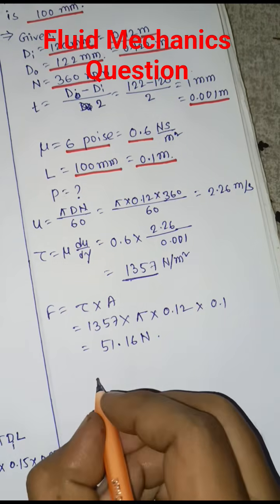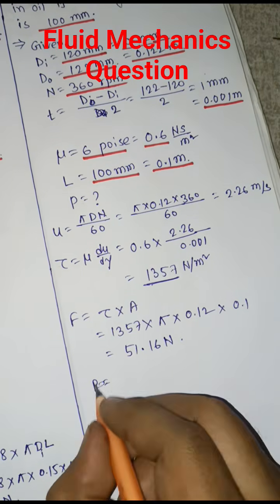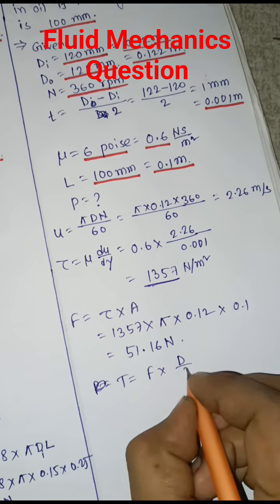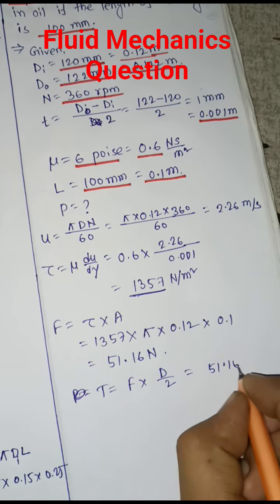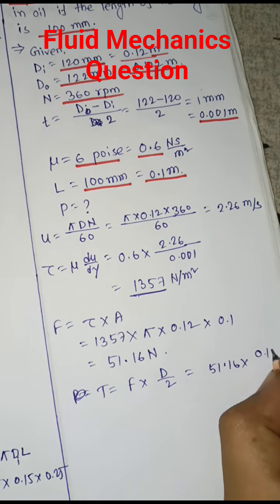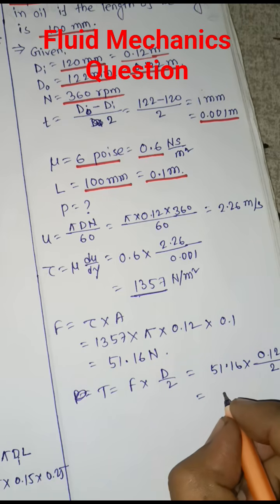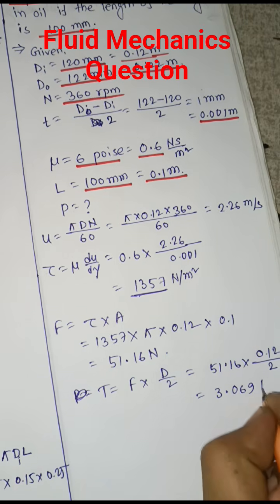Now if you want to calculate the power, from here torque is equal to F into d by 2. What is the value of F? That is 51.16 into d, the diameter, that is 0.12 divided by 2. So from here you get the torque, that is equal to 3.069 Newton meter.